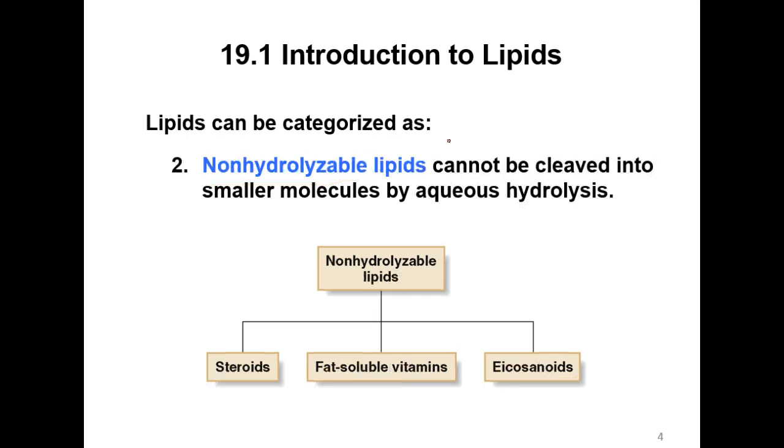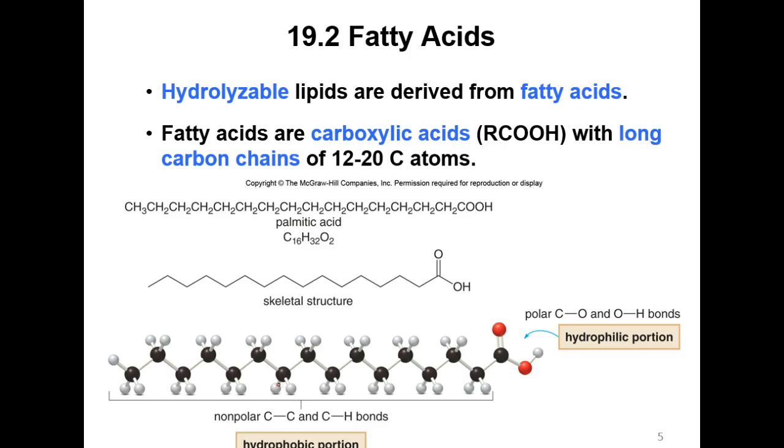And the second type, like we talked about, is non-hydrolyzable lipids, and we will talk about some of those too. The most common ones that we'll talk about are steroids. So first, let's talk about the hydrolyzable ones. First of all, we'll talk about triglycerides, but we first have to talk about what's called a fatty acid, because fatty acids are in all three of these hydrolyzable lipids.